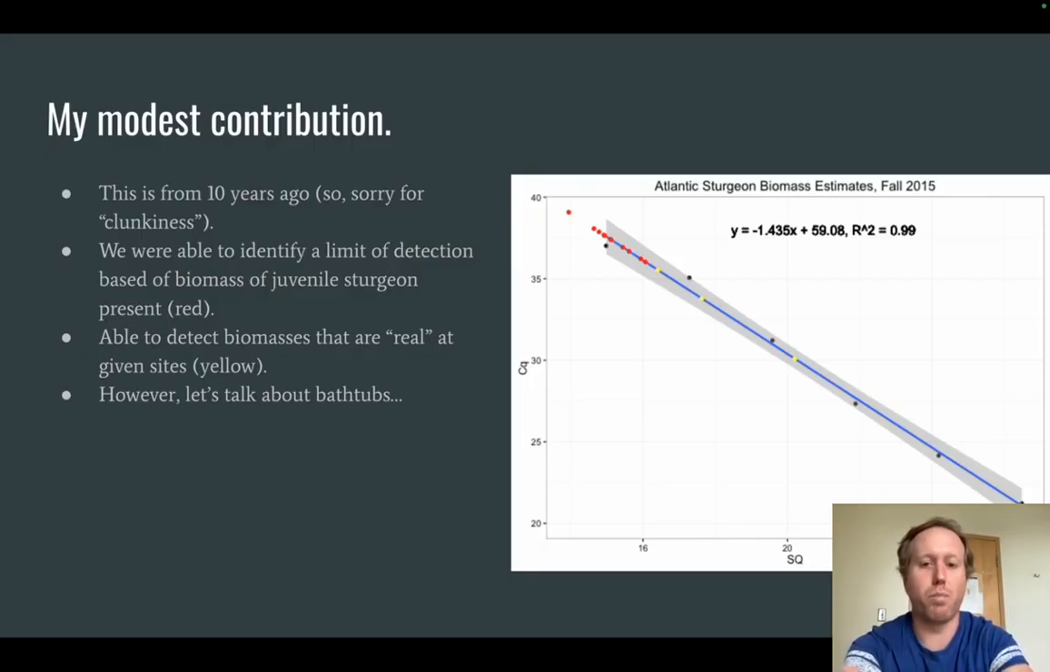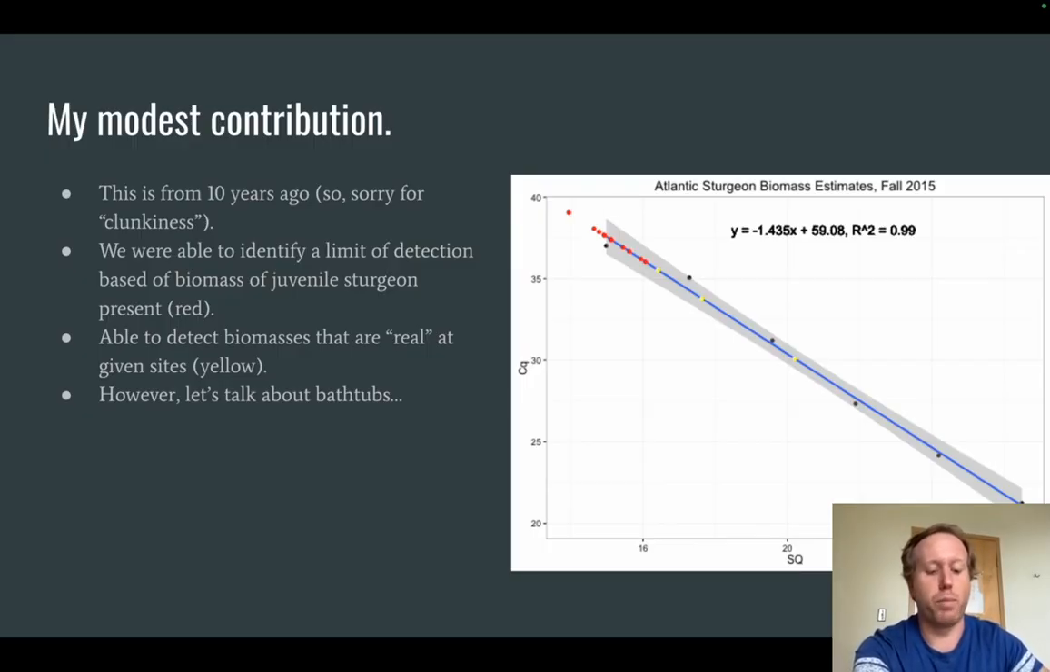And I have to really pause here and say that this is the title of my master's thesis: proof of concept for environmental DNA tools for Atlantic sturgeon management. And it was just that, it's proof of concept. We really needed a lot more work to truly understand the juvenile sturgeon biomass.